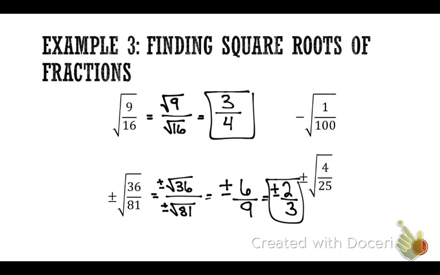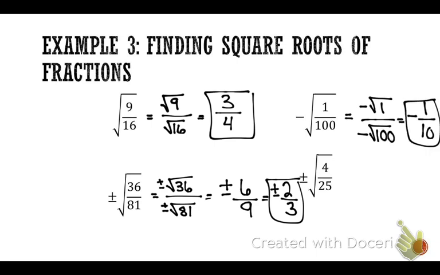All right, guys. Look at the top right one. What is the square root of 1? What's the square root of 100? 10. And don't forget to bring over your negative. Okay? Negative 1 over 10. Who got that? Negative 1 over 10? Okay. What about the last one? Square root of 4? 2. Square root of 25? 5. Positive negative 2 over 5.